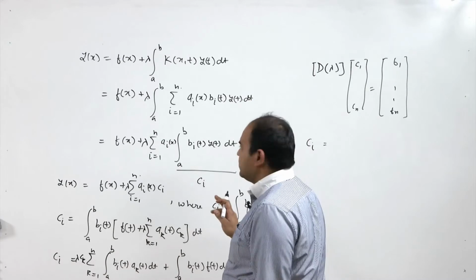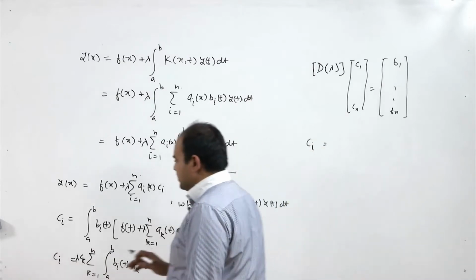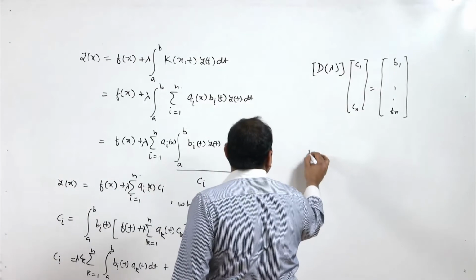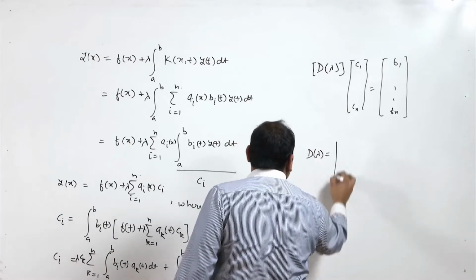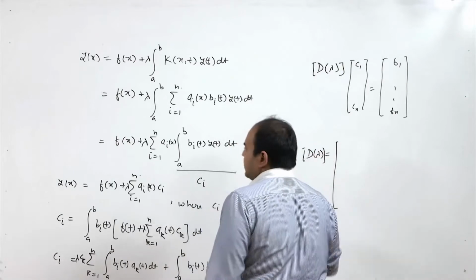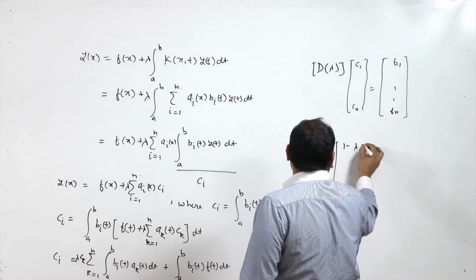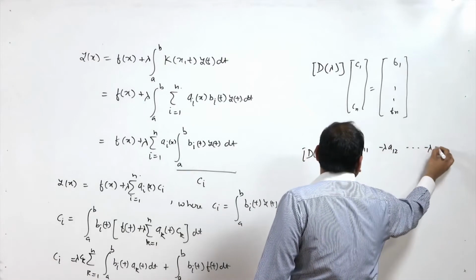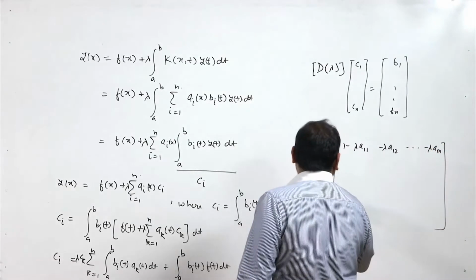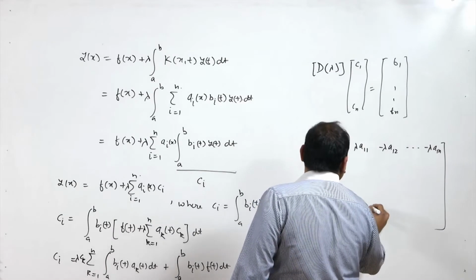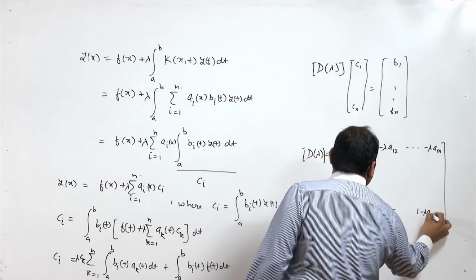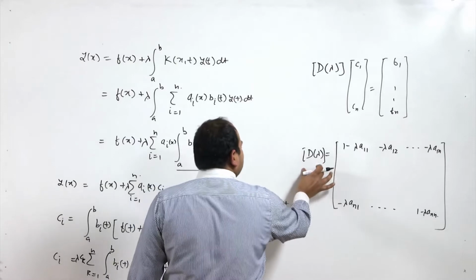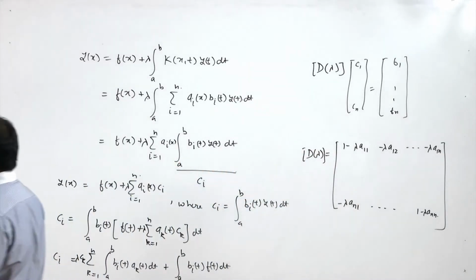So how to get this Ci? Here your D(lambda), let me write it. What is D(lambda) here? D(lambda) is a determinant. The matrix will be given as 1 minus lambda a11, minus lambda a12 and so on, minus lambda a1n, and here we have minus lambda an1 and so on, 1 minus lambda ann. So this is your matrix of D(lambda). I am just denoting this symbol as the matrix corresponding to D(lambda).